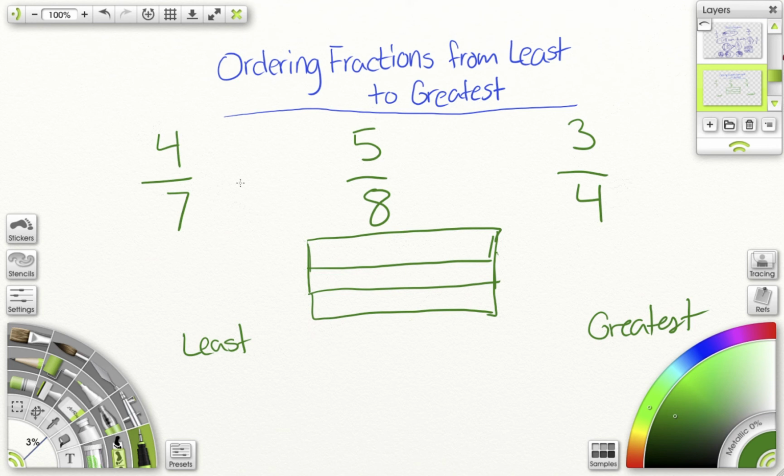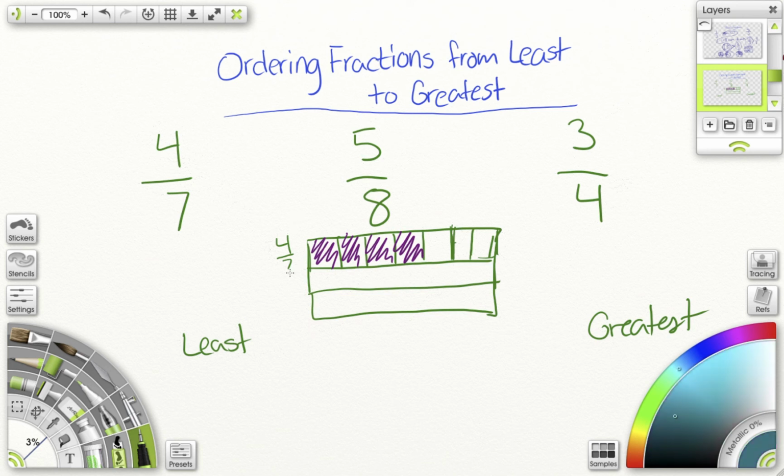This first fraction here is 4/7. So I'm going to split this first one here. It's going to represent 4/7 on a strip. So I've just split it up into 7 equal pieces. So 1, 2, 3, 4, 5, 6, 7. So they're even, as close as I can get them right now. Okay. So I'm coloring 4 of these slices. So 1, 2, 3, 4.